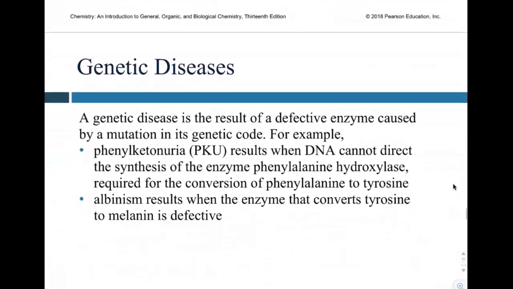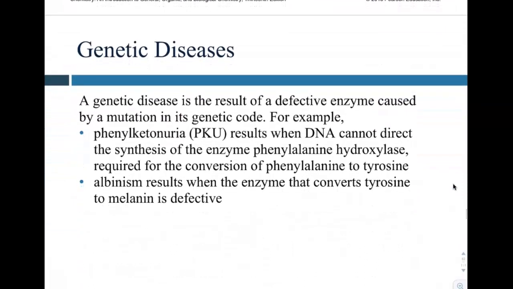So genetic diseases are caused from a mutation in the genetic code. Albinism and phenylketonuria, PKU, result when the DNA cannot direct the synthesis of a certain enzyme. You need enzymes to do a whole bunch of different things, and if you can't make that enzyme, then you can't do that thing, and of course you'll get something that is affected by that.